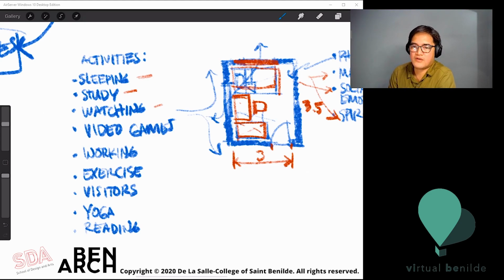Watching is one of those things, like TV watching. If you have a monitor, it should not be placed where the glare of light from the window is. Video games is one of those social aspects. So it's a social aspect.